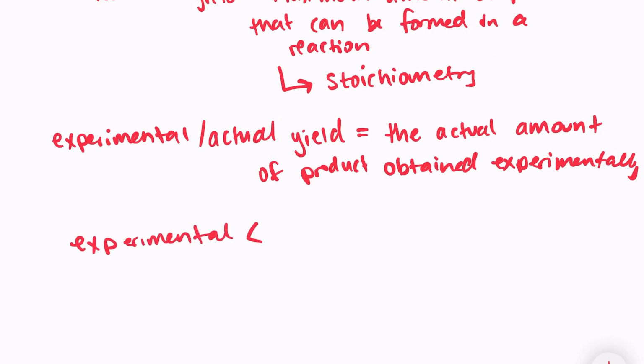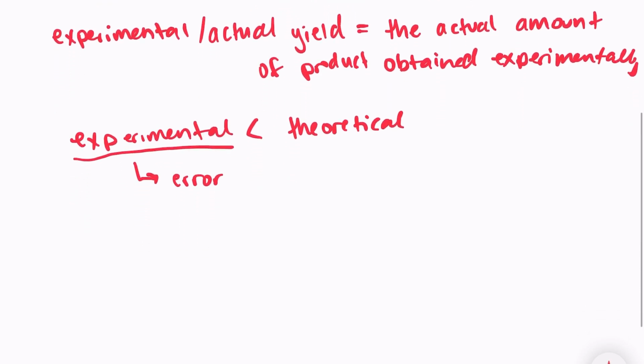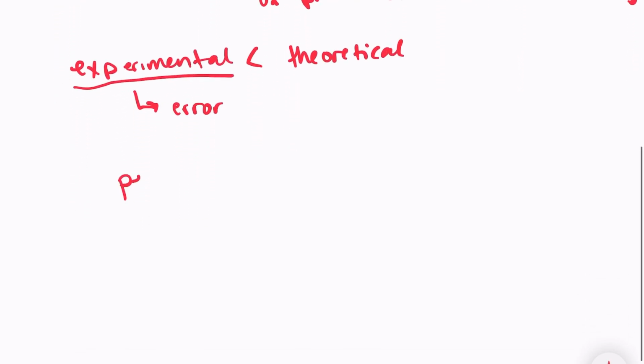should always be less than the theoretical yield, because the theoretical yield is the maximum amount of product that could be made. It's all based on math. The experimental yield is the amount that's actually found in practice in a lab. And remember, in experiments, we always have error. Our experiment is never going to yield exactly 100% product. So we can compare these two to find the percent yield.